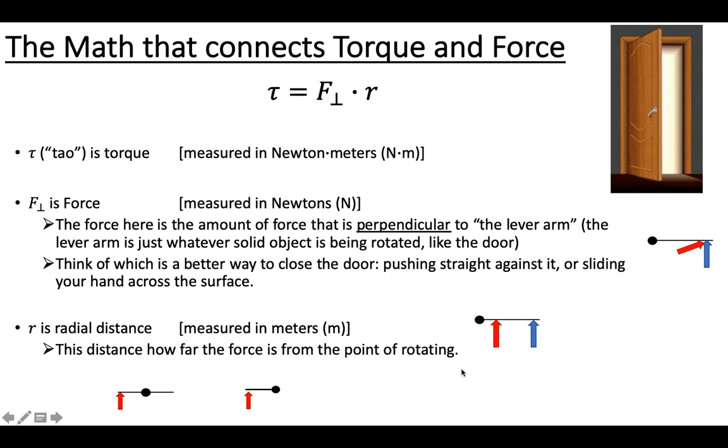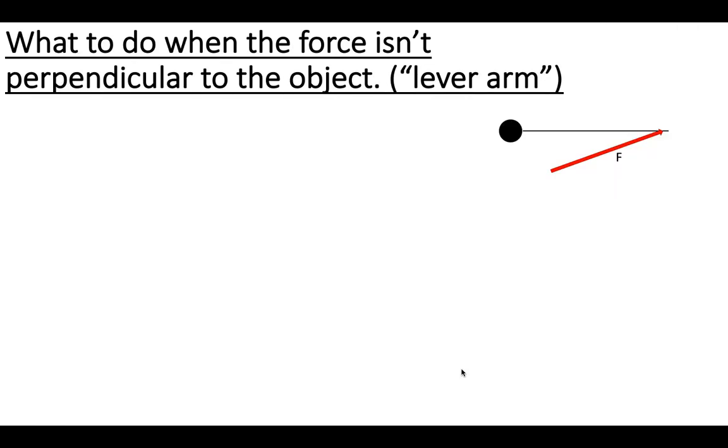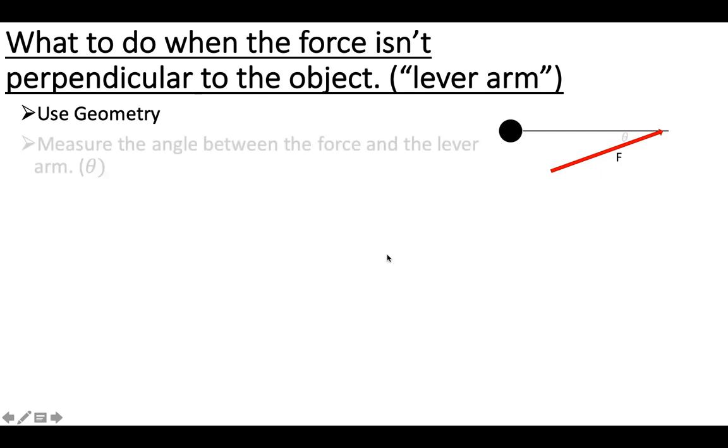Okay. So what do we do when the force isn't perpendicular to the object or the lever arm? That's exactly what we got a picture of. Here's our door again. There's the hinge. I've got a force, and I'm pushing on the door at this odd angle instead of pushing right at the door. So how would we do that mathematically? We're just going to use some geometry. First, we measure the angle between the force, our red arrow, and the lever arm. That theta symbol is just a Greek letter that mathematicians and physicists always use to label angles in a picture.